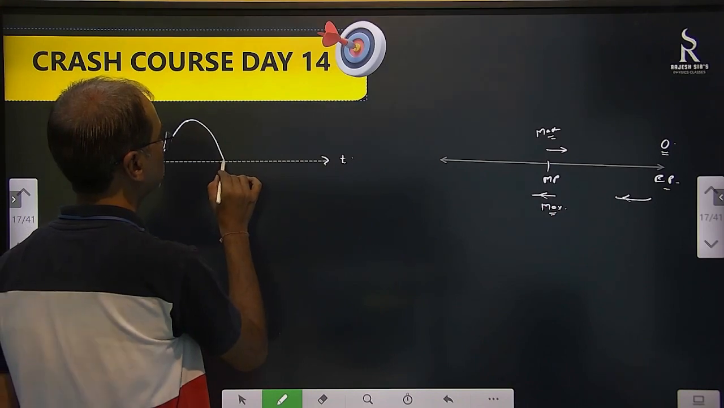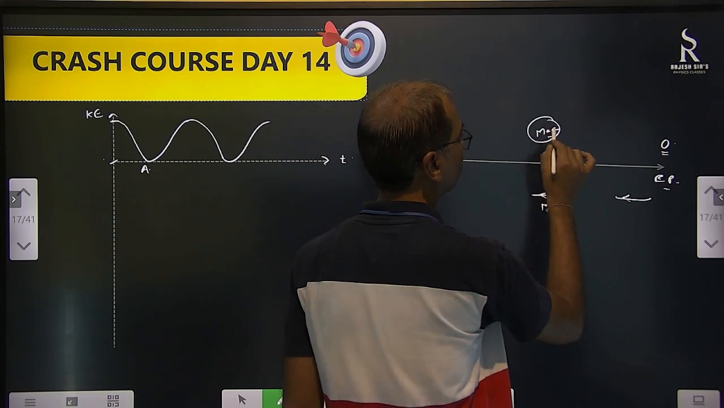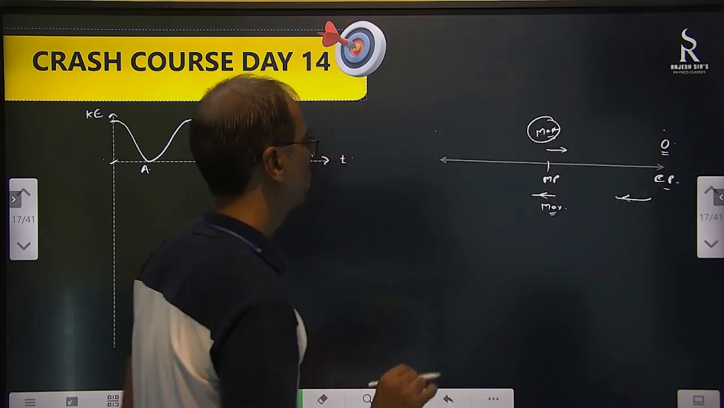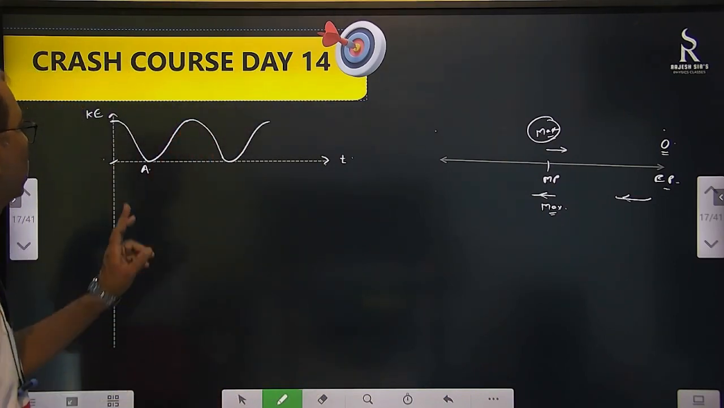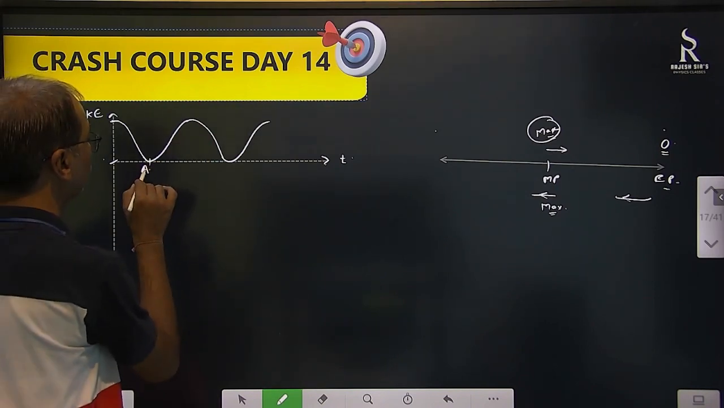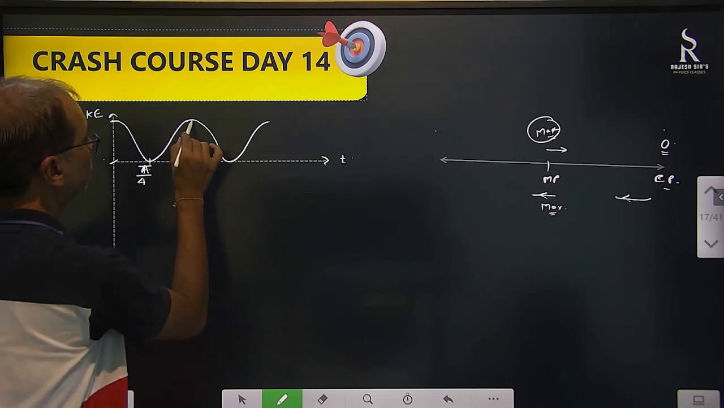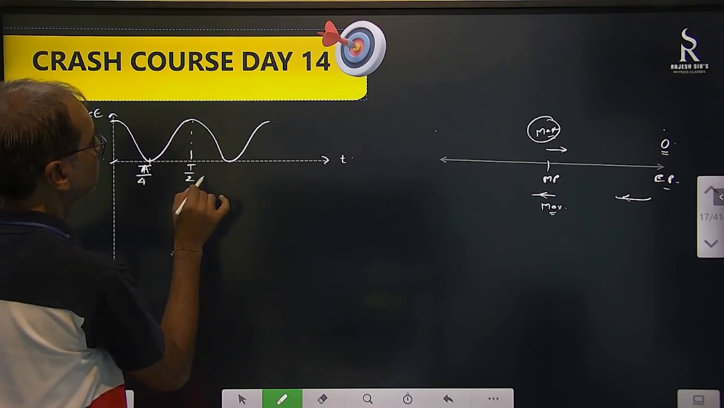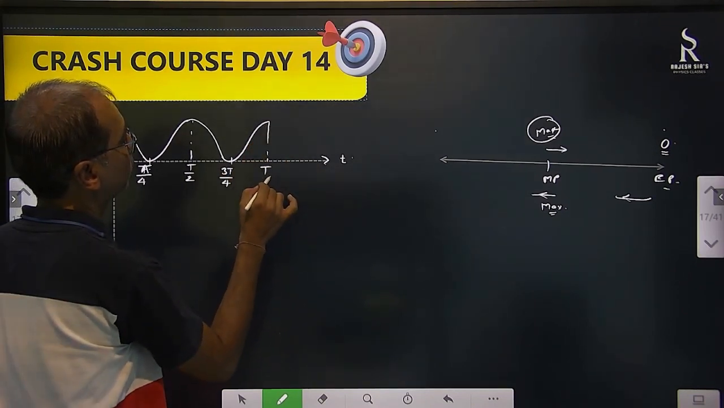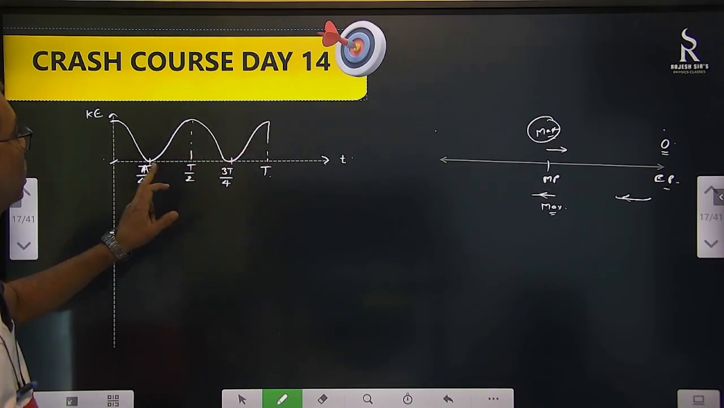Okay, and again max. So in one time period, we are starting with the max, 0, max, 0, max. So 1, 2, 3. And 2 times 0 in one time period. This is T by 4, this is T by 2, this is 3T by 4, and this is T. In one time period, our kinetic energy is becoming maximum 2 times and 0 also 2 times.